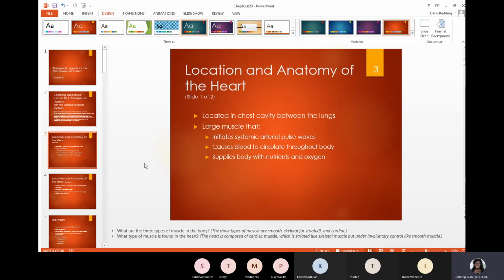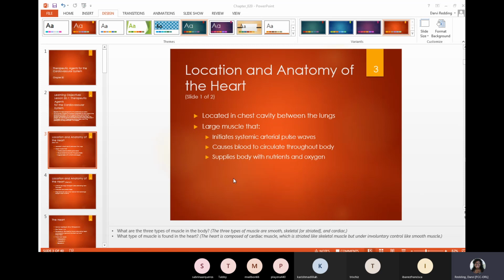And so you might be thinking, what are the three types of muscles in the body? If you're taking notes, this is important to understand. The three types of muscles in the body include smooth muscles, skeletal muscles, and the cardiac muscle. So what type of muscle is found in the heart? Well, the heart is composed of the cardiac muscle, which is like a skeletal muscle, but it has involuntary control, like a smooth muscle. Again, that's smooth, skeletal, and cardiac. And when it pertains to the heart, it is composed of the cardiac muscle.